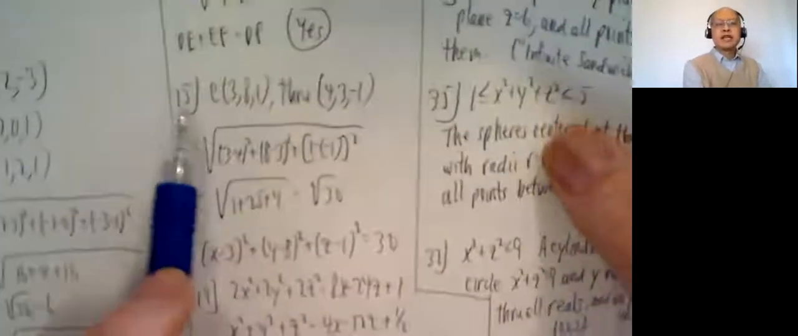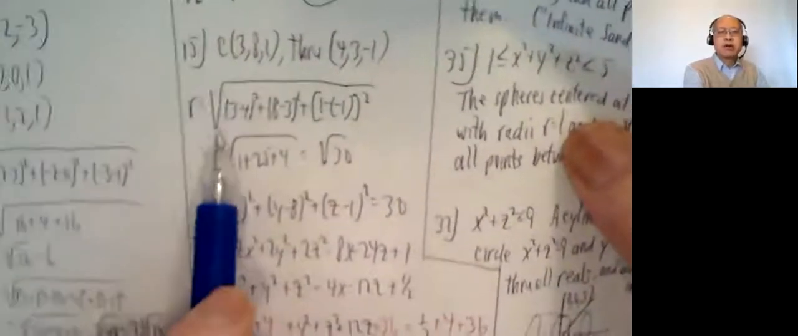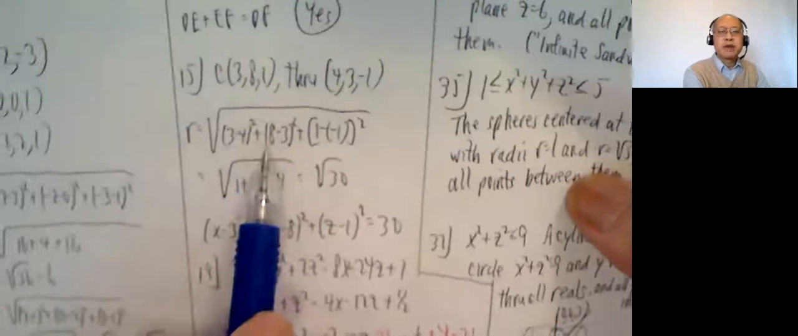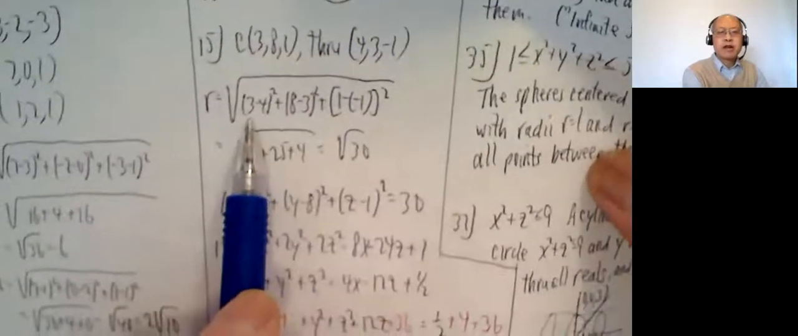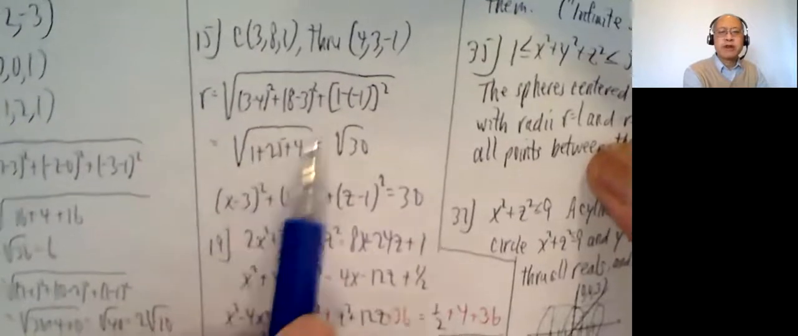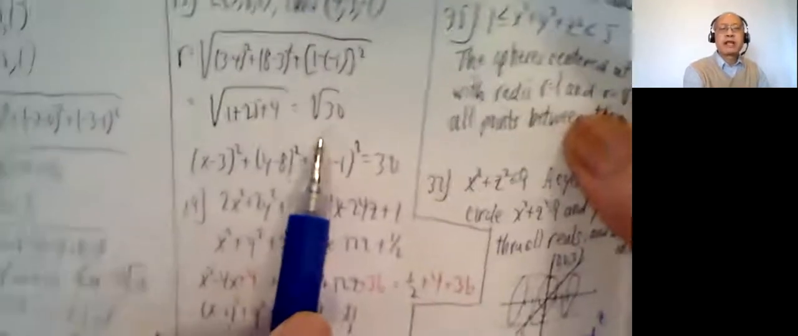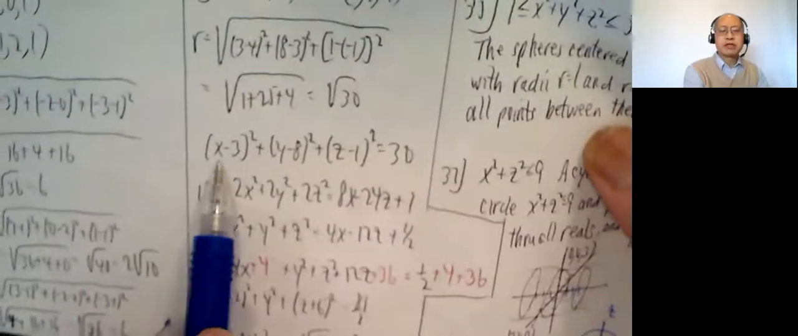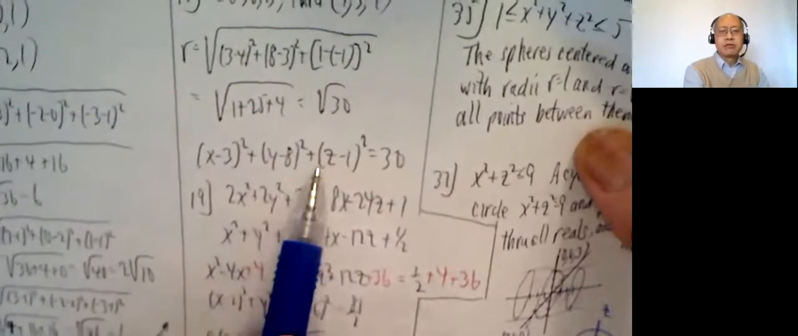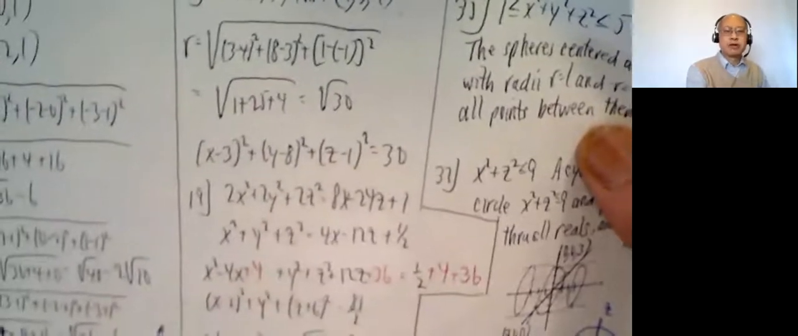So the radius is the distance between these, the square root of (3 minus 4) squared plus (8 minus 3) squared plus (1 minus a negative 1) squared. So negative 1 squared is 1, 5 squared is 25, 2 squared is 4. Radius is radical 30. Therefore, the equation is (x minus 3) squared plus (y minus 8) squared plus (z minus 1) squared is equal to radical 30 squared, or 30. Okay.